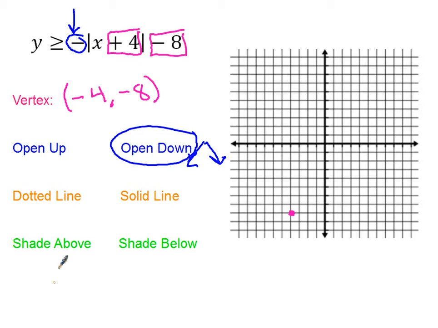Next, determine if it is going to be a dotted or a solid line once we graph. Look at your inequality symbol to figure this out. Our inequality says that it can be equal to, so it's going to be a solid line once we've graphed. I'm going to graph that.